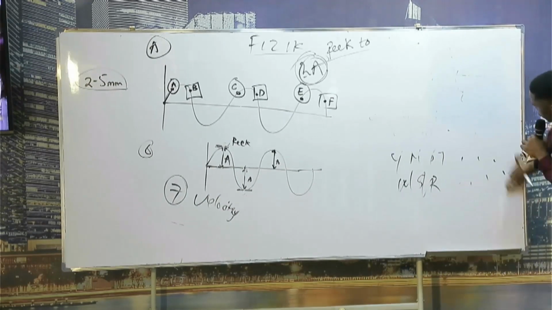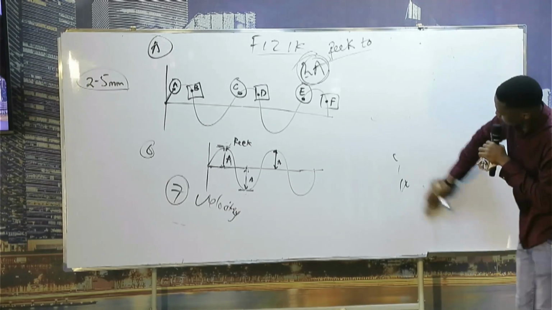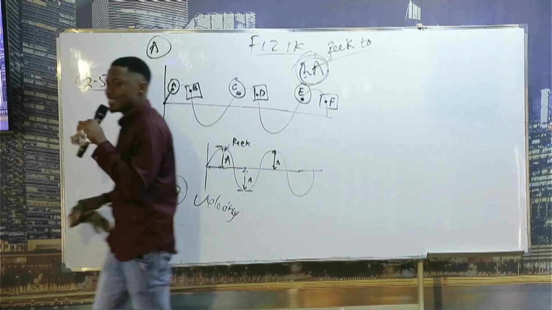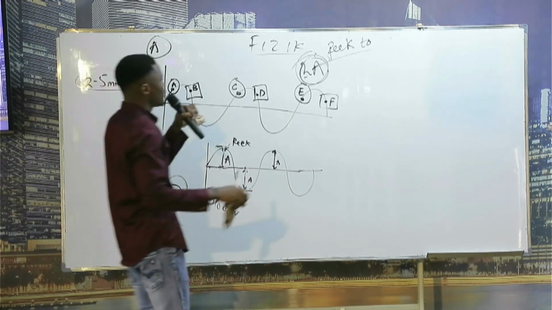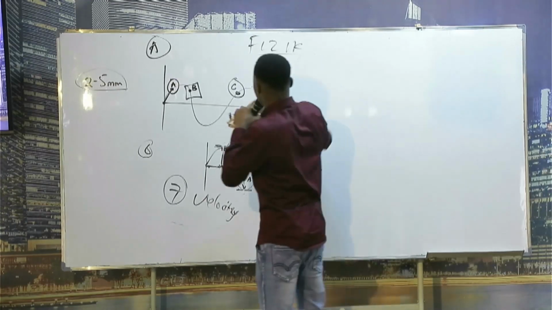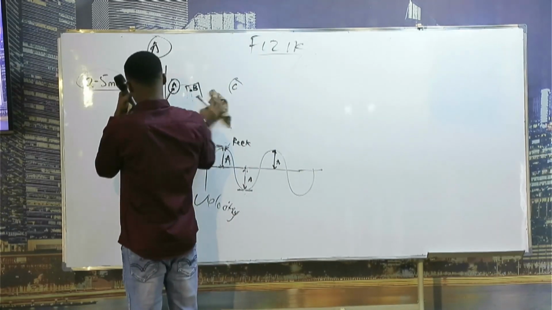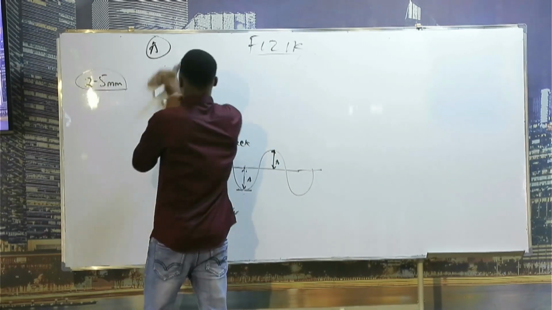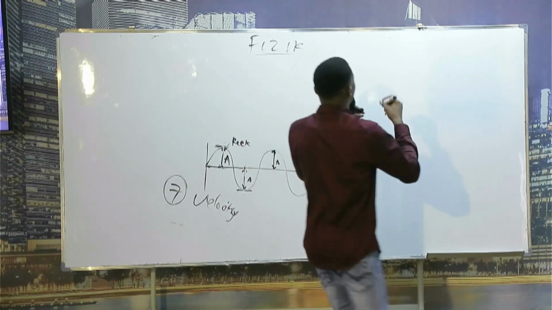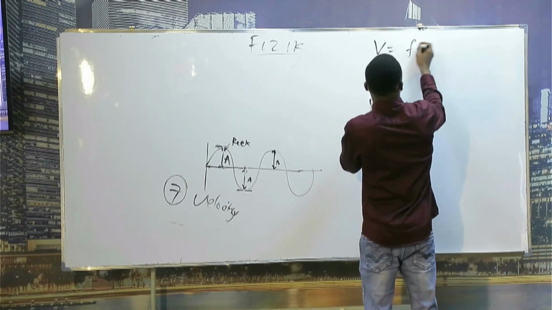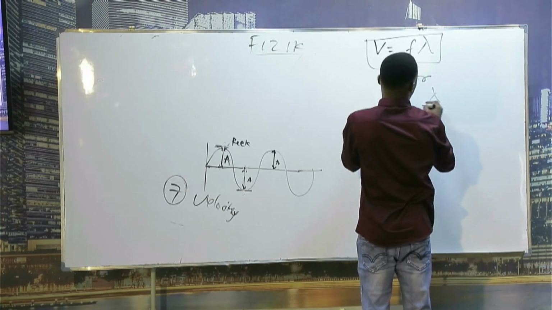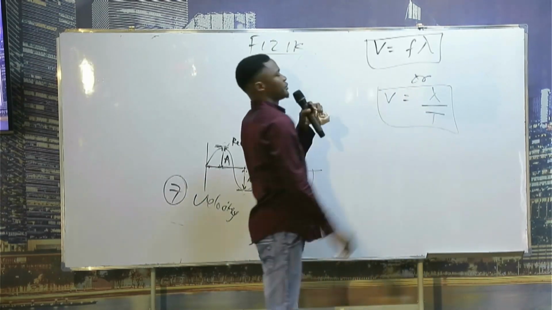Velocity is the displacement per unit time of the wave. Full stop. Mathematically, comma, V is equal to f lambda, or V is equal to lambda over big T.